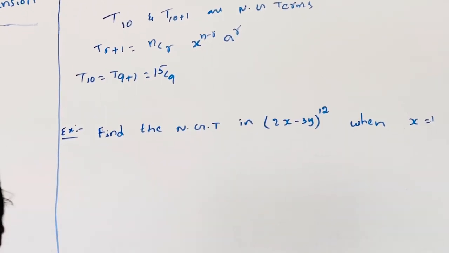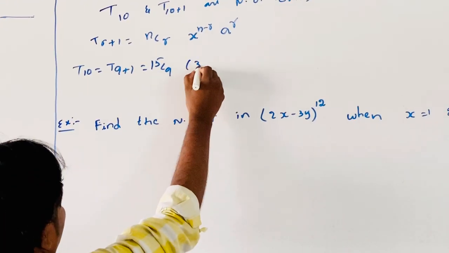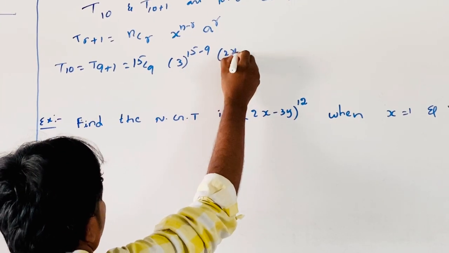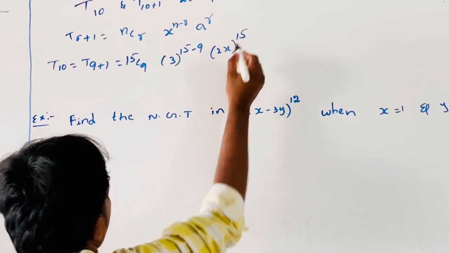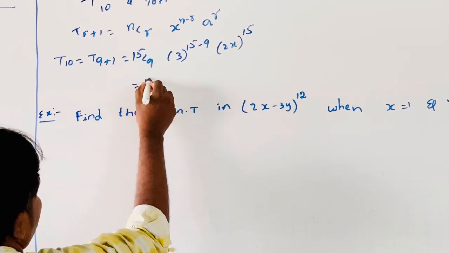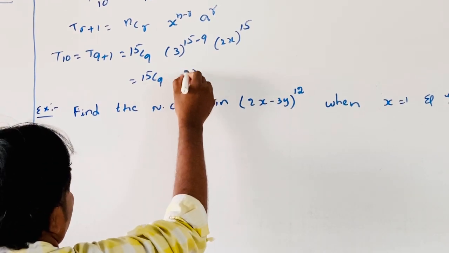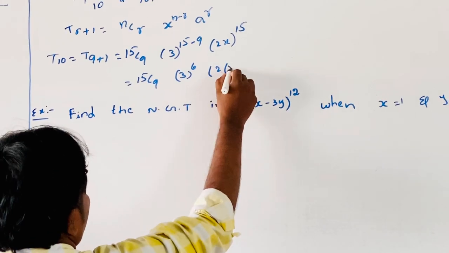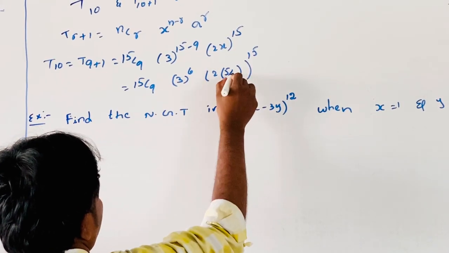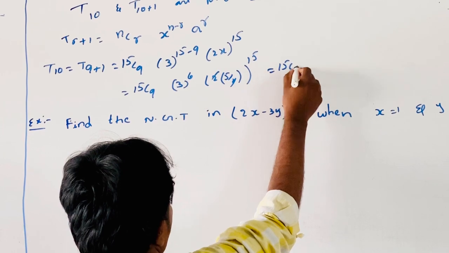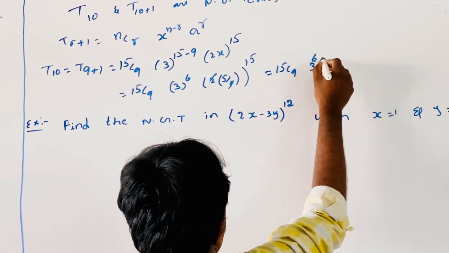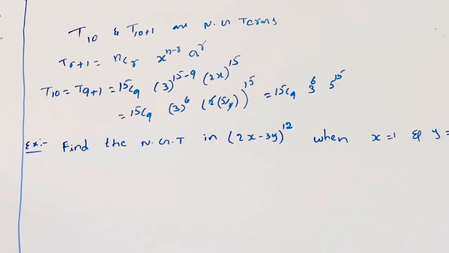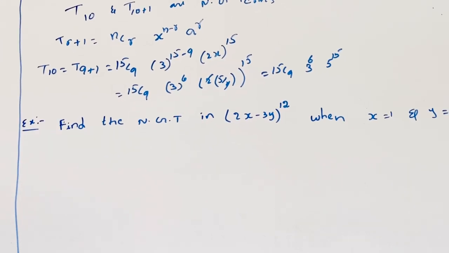15C9, here x means according to taking that one now, 3 power 15 minus 9, and a means (2x) power 15. Now that is equal to 15C9, 3 power 6, 2 into, now replace by x value 5 by 2, power 15. Now 2 gets cancelled. 15C9, 3 power 6, 5 power 9. That is one of the NGT in the expansion of (3 + 2x) power 15.